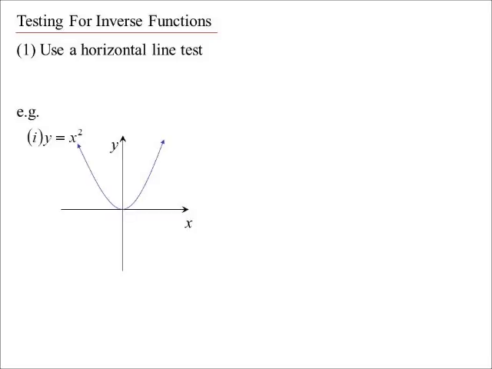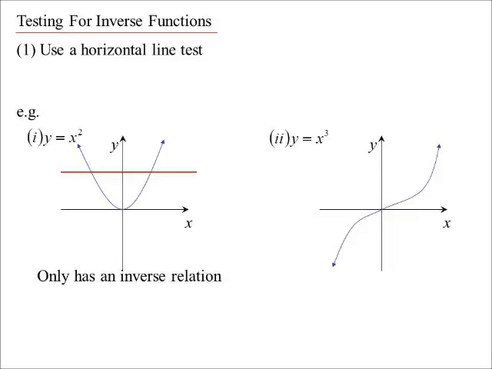Here's our parabola. Horizontal line test. Oh no, cuts it twice. So no, it will only have an inverse relation. Whereas the cubic, there's my dodgy cubic. Doesn't matter where I put the horizontal line in. So it has an inverse. So that's great if we know what the picture looks like.